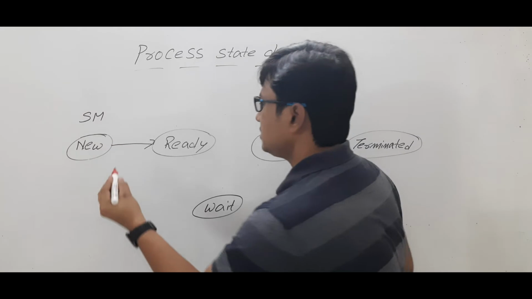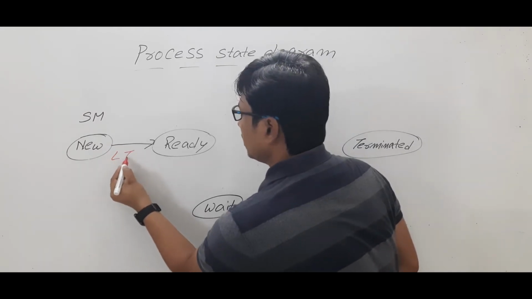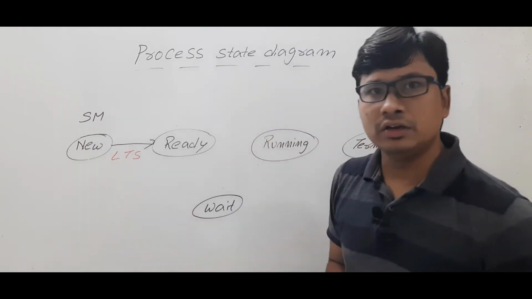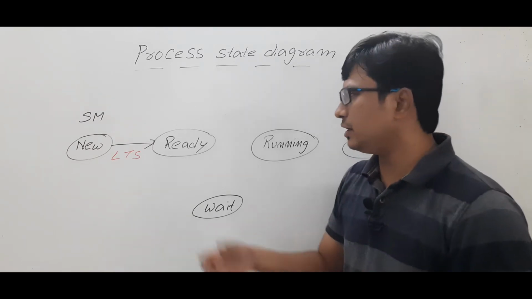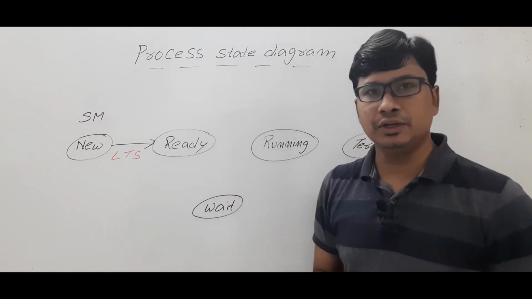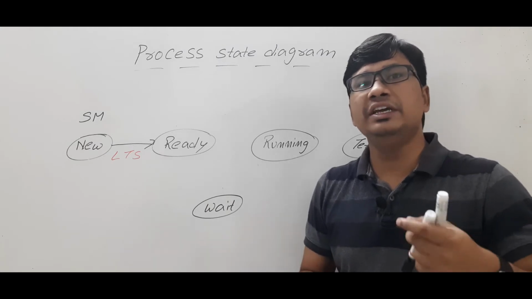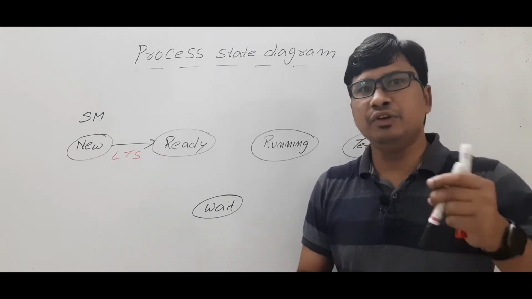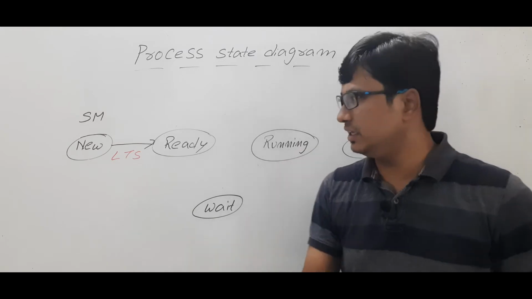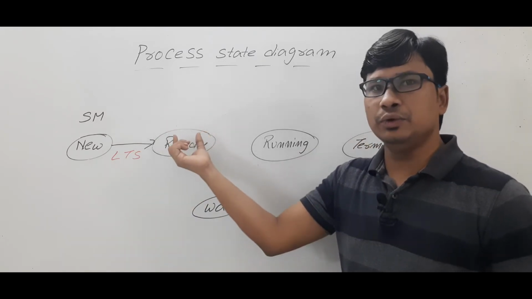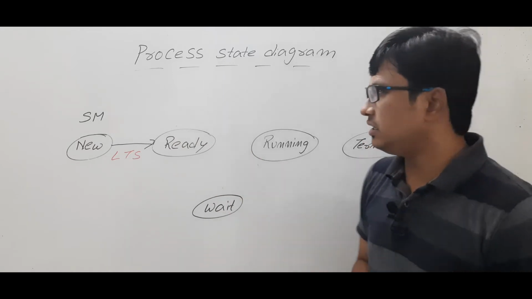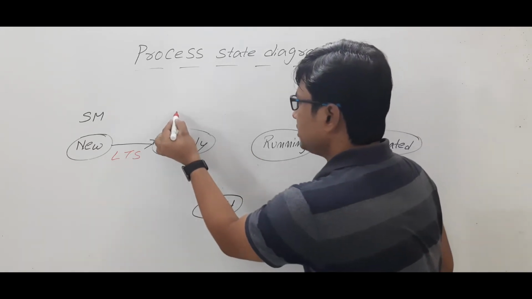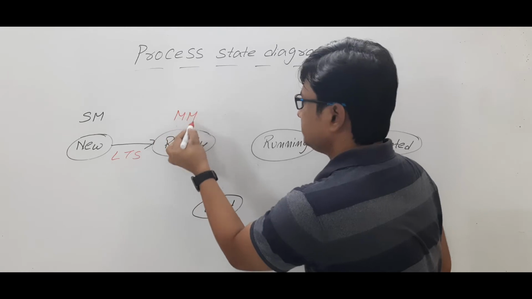The process will be brought to the ready state by the long-term scheduler. Now, how many processes will be brought into the ready state or ready queue? It depends on the degree of multiprogramming. If your degree of multiprogramming is 50, it means that the ready queue can accommodate 50 processes. Is it clear? So, the ready queue will be there in the main memory.